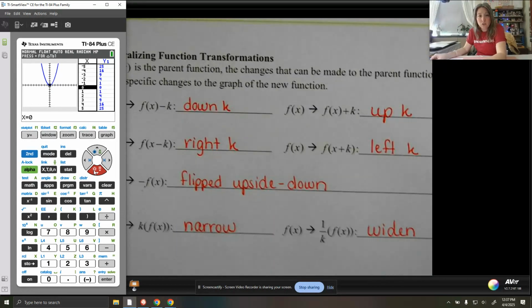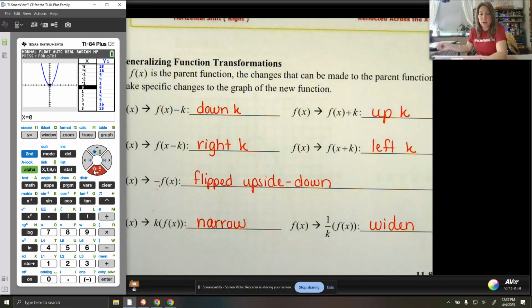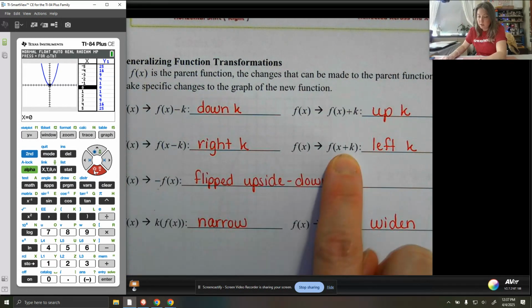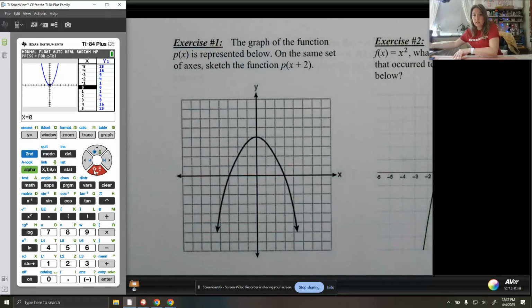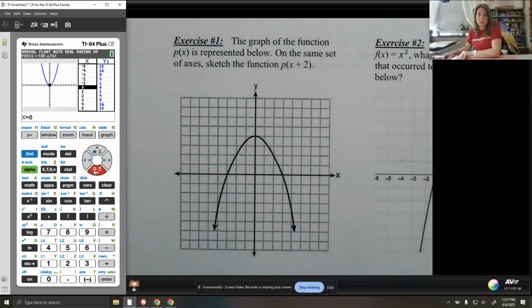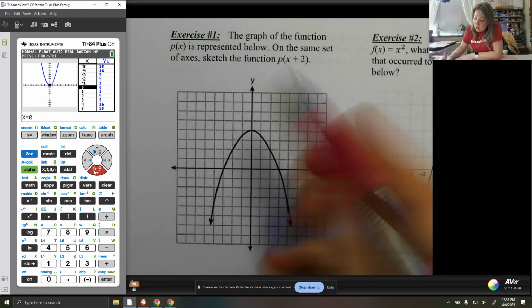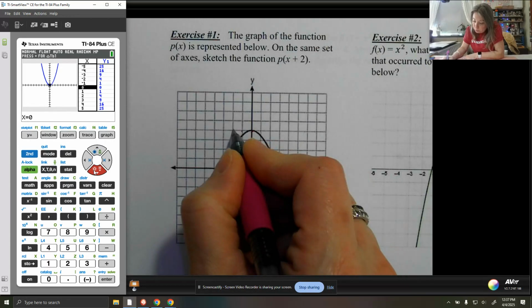Inside the function notation, we added 2. So which of my notations should I be considering here? Inside we added, I should be going left 2 places. That's what that's saying to me. So let's take that and go left 2 places. This is my original function, p of x. So take the vertex to start and go left with it 2 places and drop your vertex.